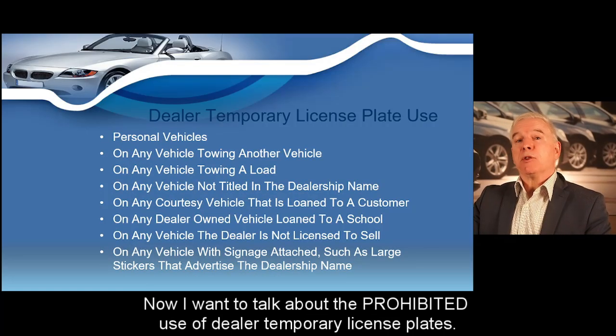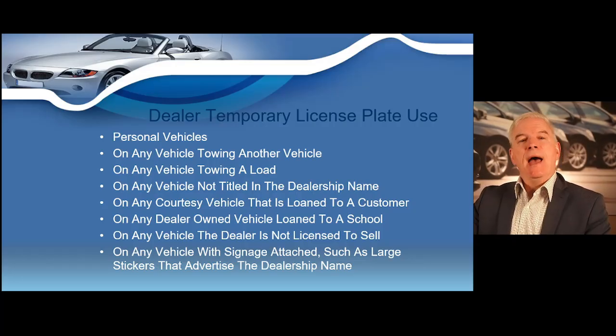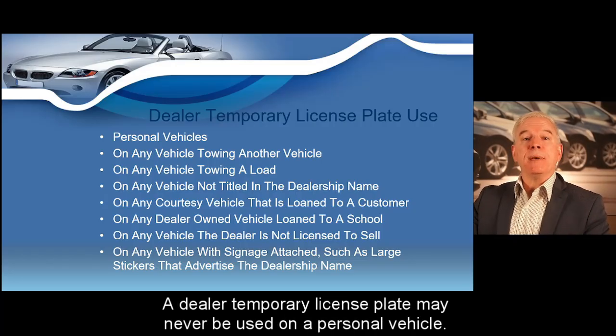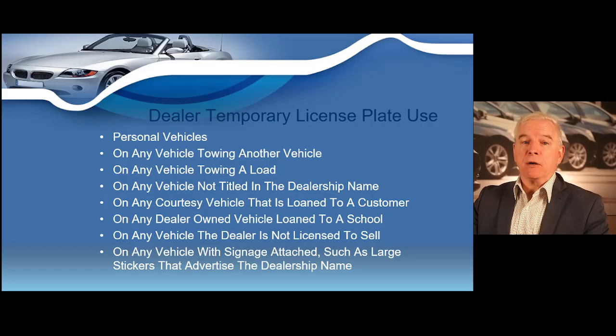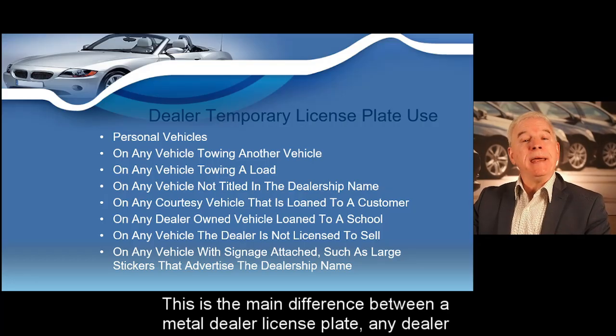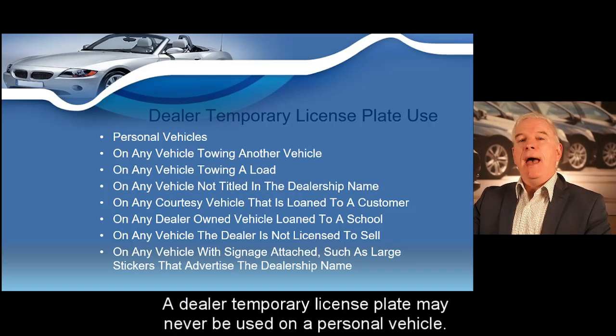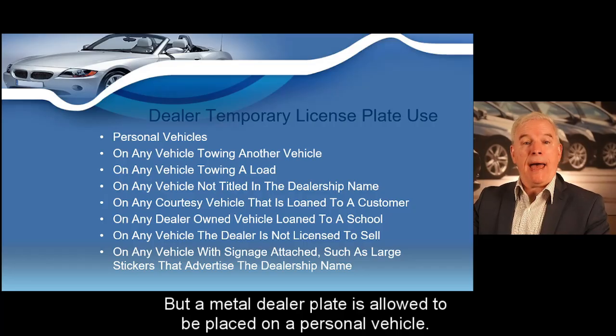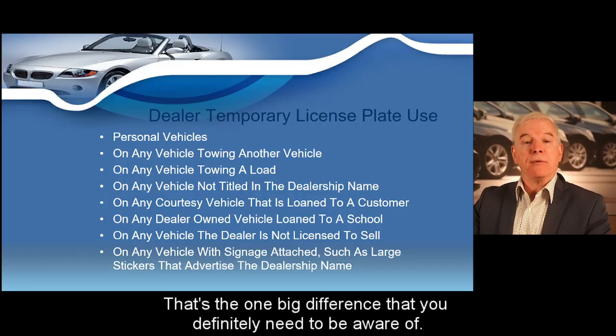Now I want to talk about the prohibited use of dealer temporary license plates. A dealer temporary license plate may never be used on a personal vehicle. And you will need to be aware that this is the main difference between a metal dealer license plate and a dealer temporary license plate. A dealer temporary license plate may never be used on a personal vehicle, but a metal dealer plate is allowed to be placed on a personal vehicle. That's the one big difference that you definitely need to be aware of.